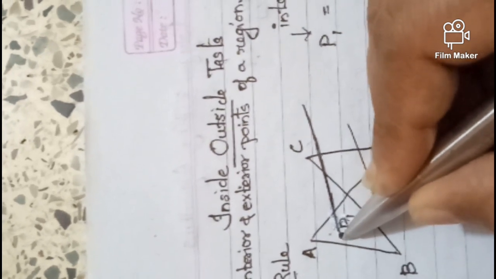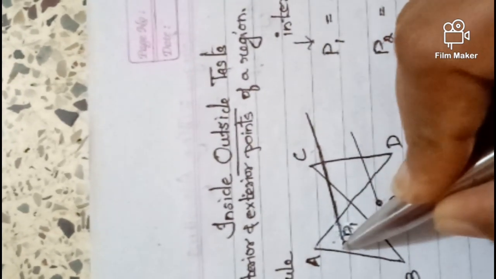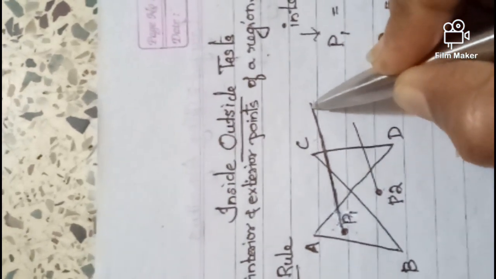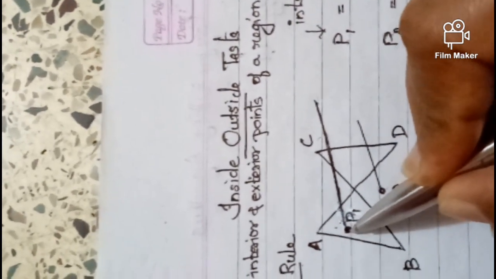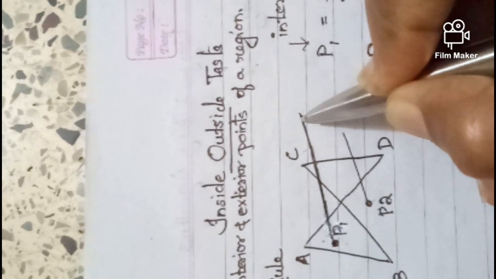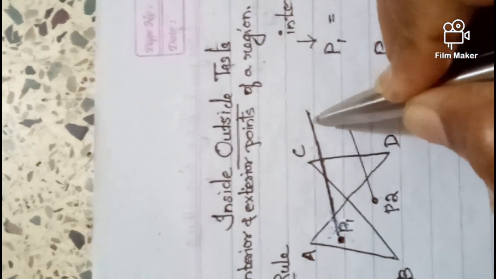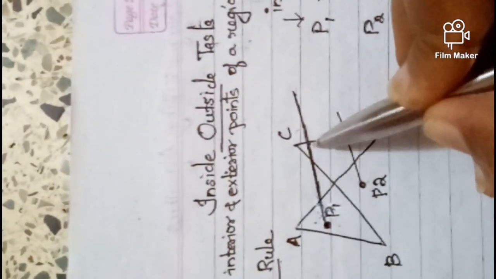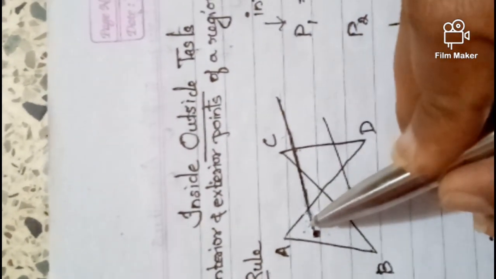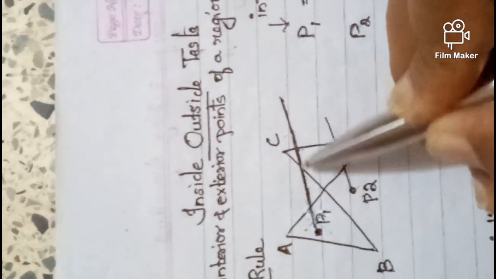Put a point anywhere on the figure, and from that point draw a straight line. Then identify how many edges of the region the line crosses. What does it mean? We have to count the number of times this line crosses the edges of the region.